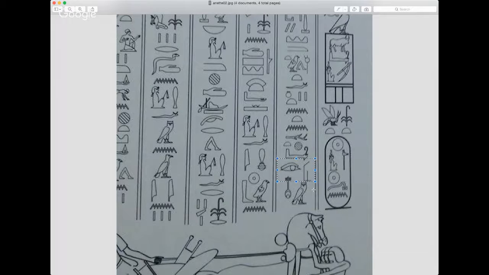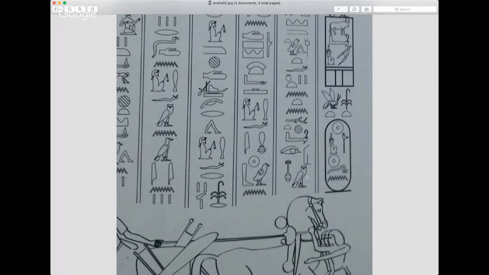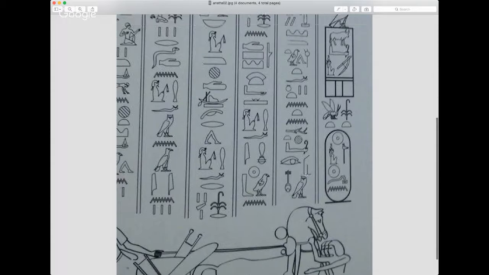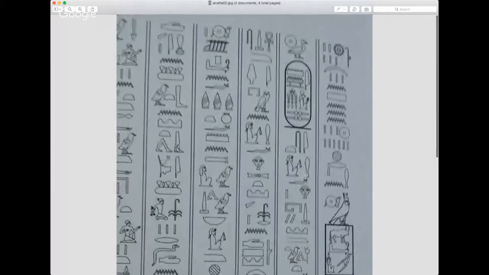Underneath that, we have the owl, which gives us the transliteration M. Behind that, we have a triliteral nefer, transliterated NFR. That usually means good or beautiful. All right, so that's the end of the second column.